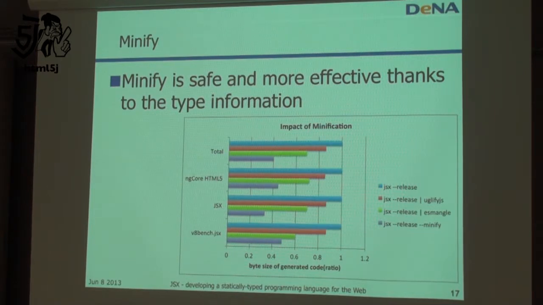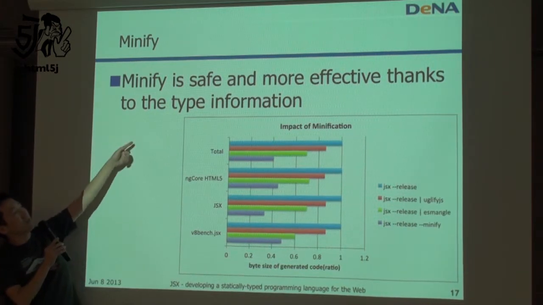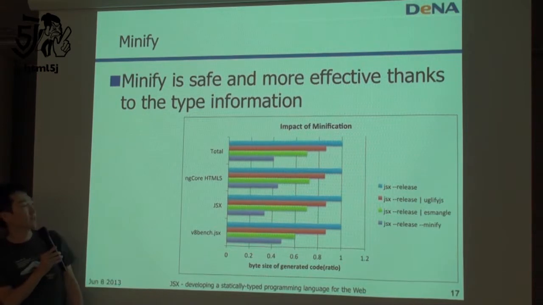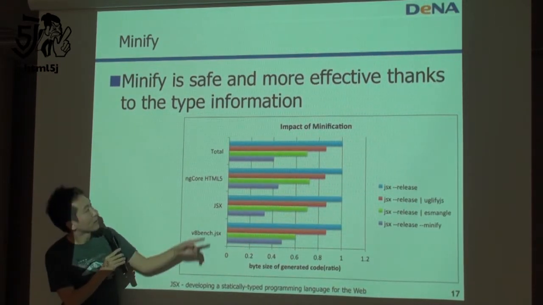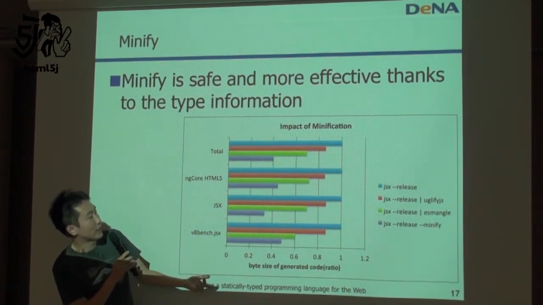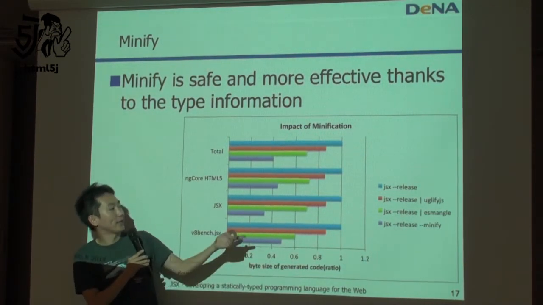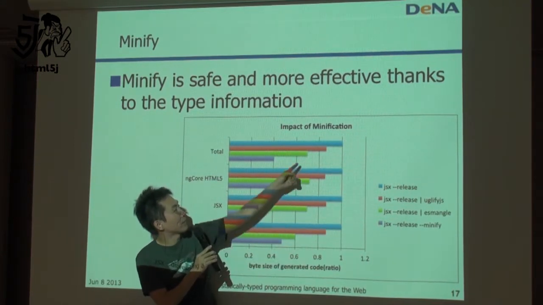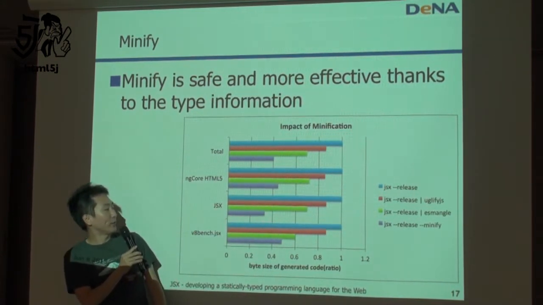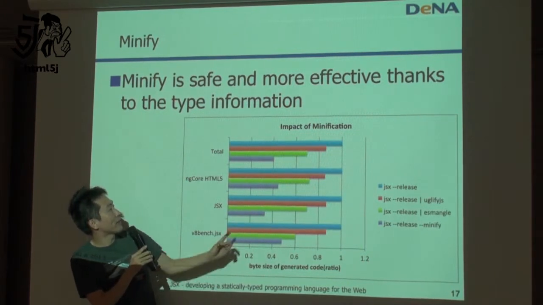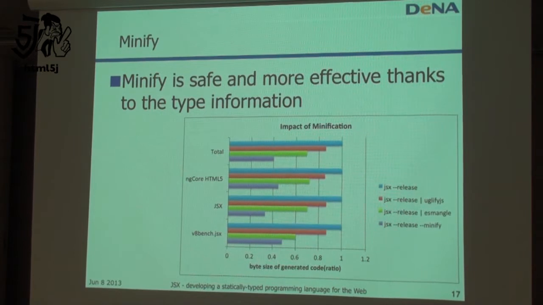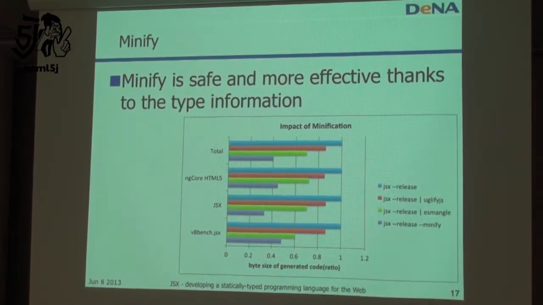As you can see, if we use JSX, then we can use the type information to do more minification than other minifiers running at the JavaScript level. So if you use Uglify.js or Smangle, which are the current state of the art compressors, you get about an 80% compression ratio, while if you use the JSX minifier, then you get about 40% of the original code. So the minification works pretty well if you have type information.